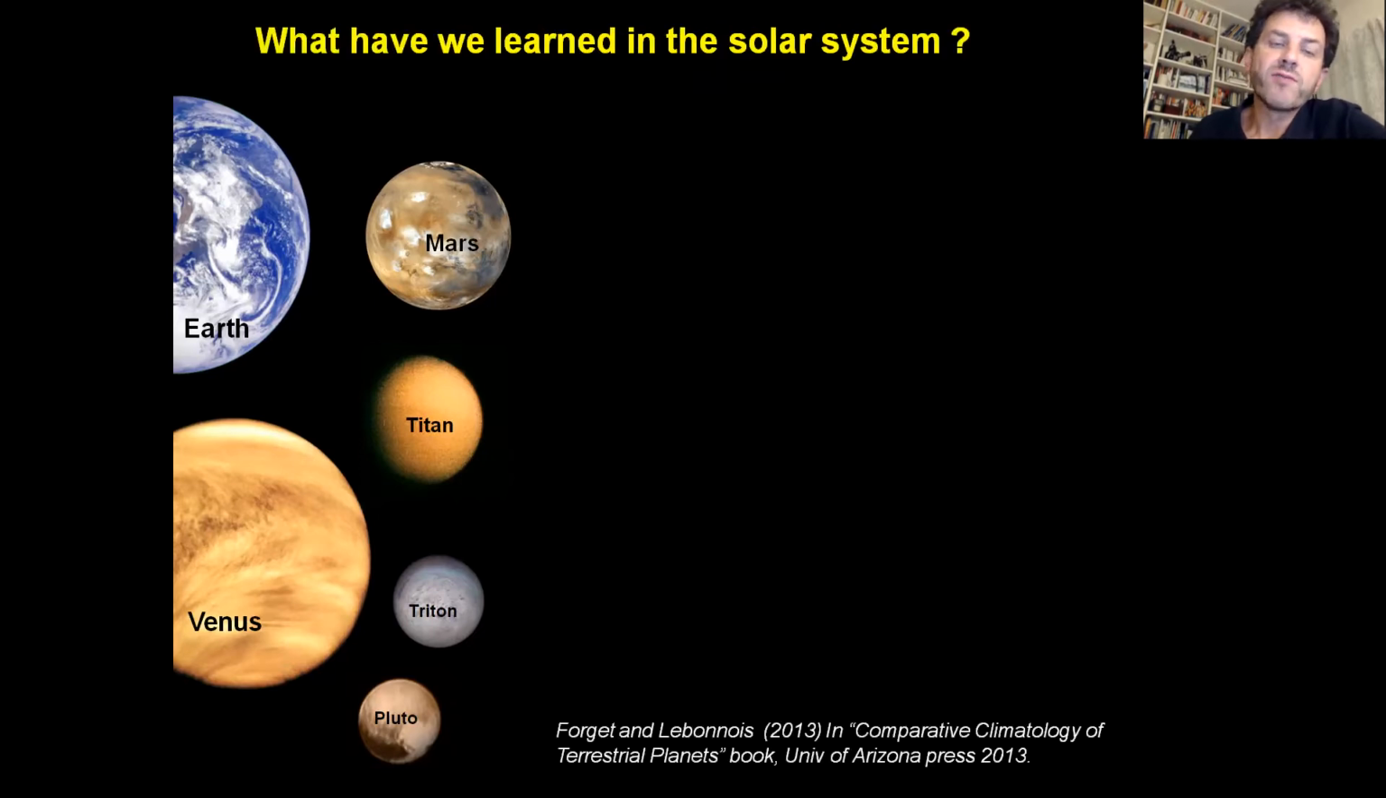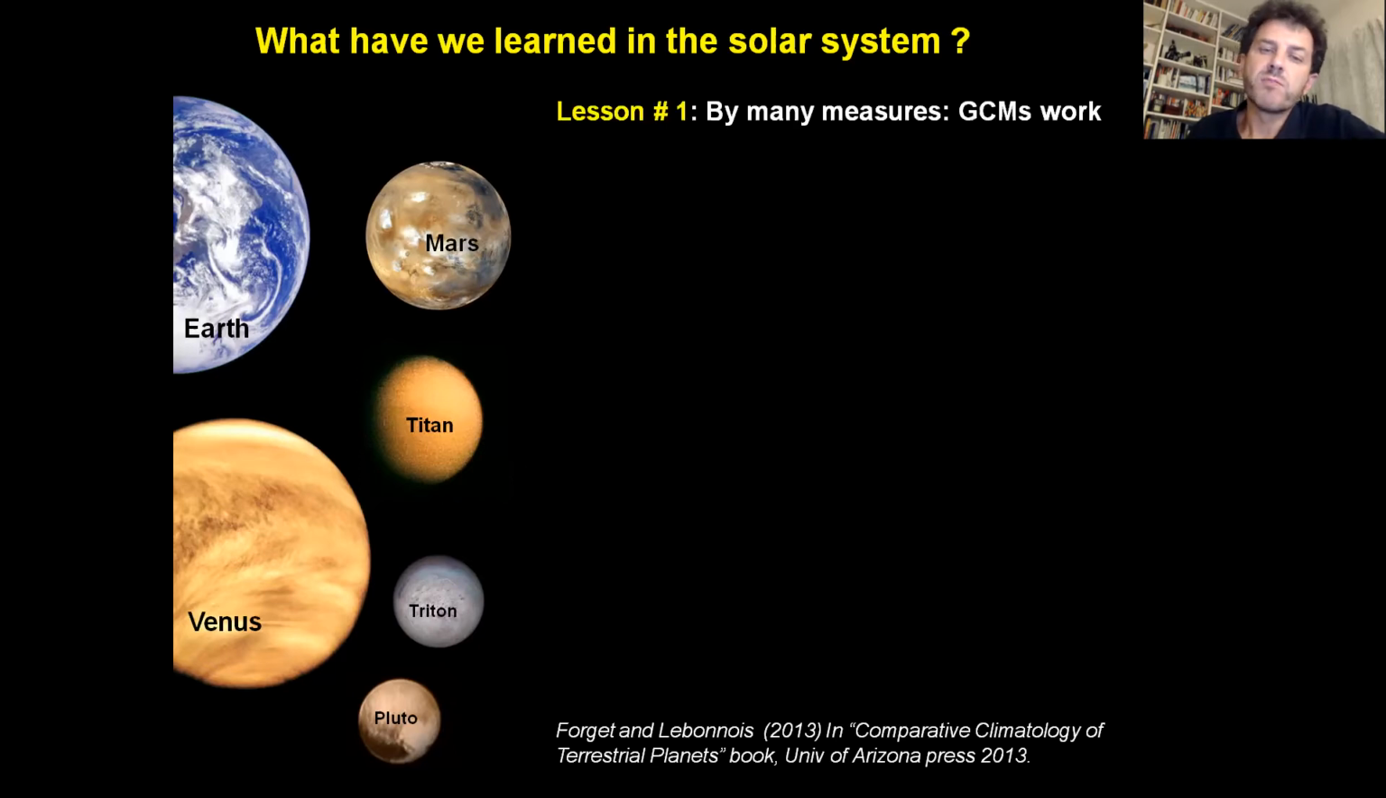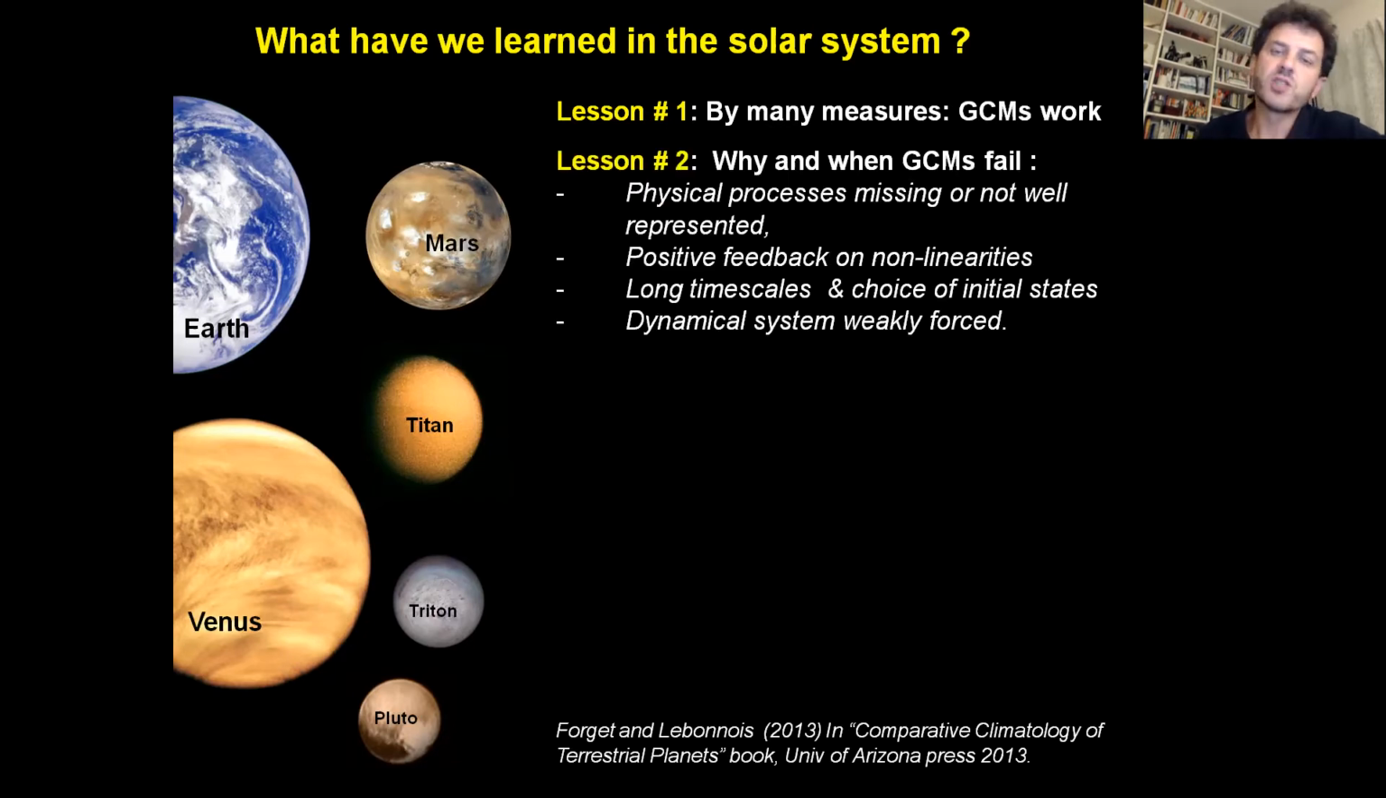What have we learned? Well, first, we've learned that indeed, if you adapt a model from the Earth to the other planets using the same kind of equation, it works. By many measures, you can really predict very well the behavior of an atmosphere like Mars, like Titan, like Venus. Sometimes it's quite surprising. Of course, nature is sometimes complex.